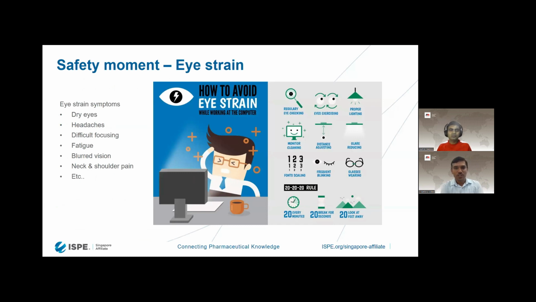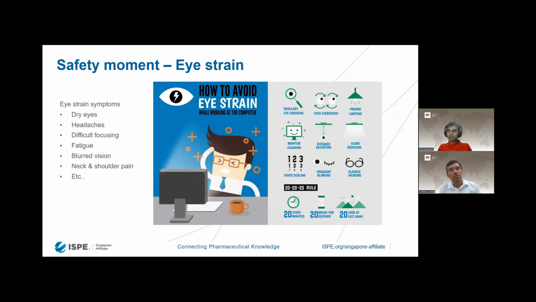Hi. So today's safety moment is eye strain. As working professionals, on average we spend around 7 to 10 hours a day watching digital gadgets, for example laptops or mobile phones. So definitely there is pressure on the eyes. Some eye strain symptoms I mentioned here are dry eyes, headache, difficulty focusing, fatigue, blurred vision, or neck and shoulder pain. So how do we mitigate eye strain?